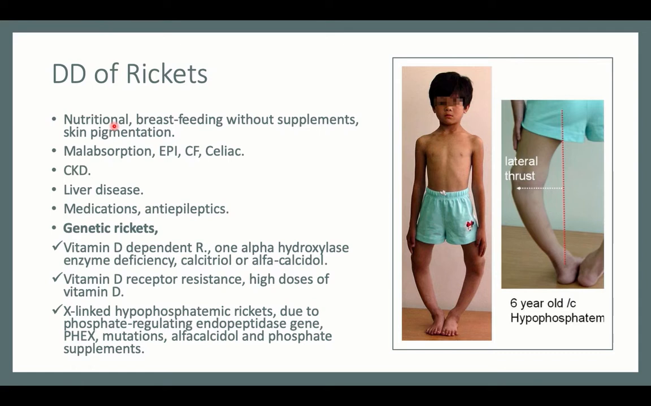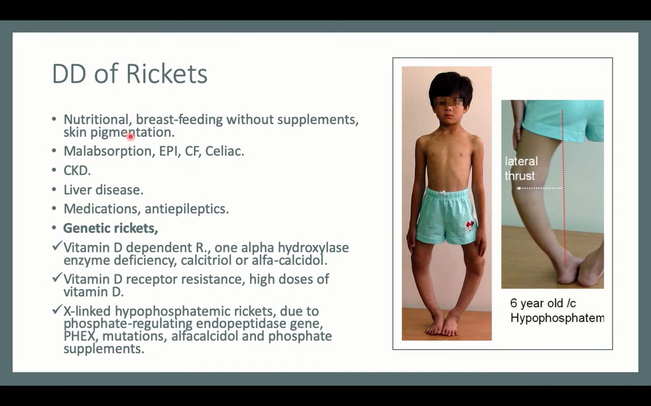So nutritional rickets is the most common, especially in breastfeeding without supplements and in case of skin pigmentation. And this is a common question in the exam, giving you an infant or young child, maybe from Africa, Sudan, and he is darkly pigmented, asking about his condition. Usually he has rickets due to skin pigmentation causing deprivation from UV light.